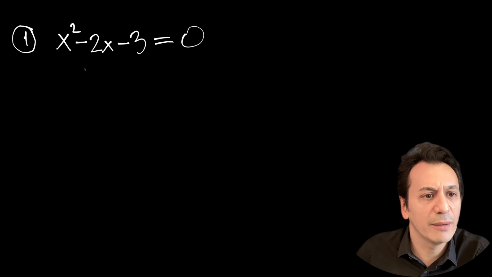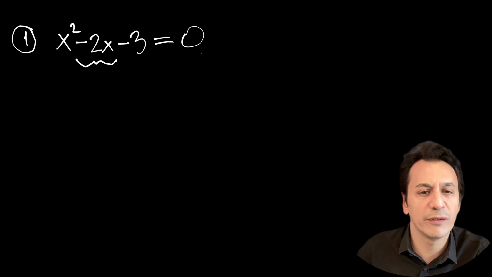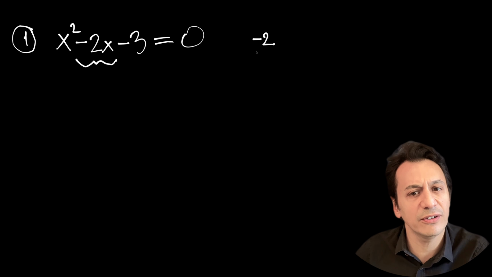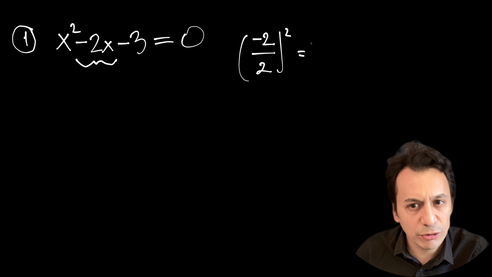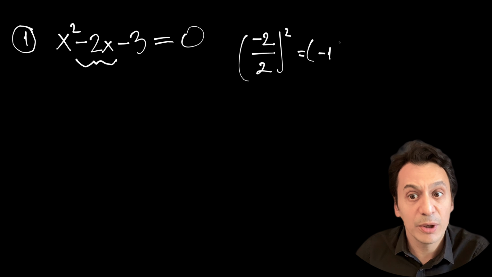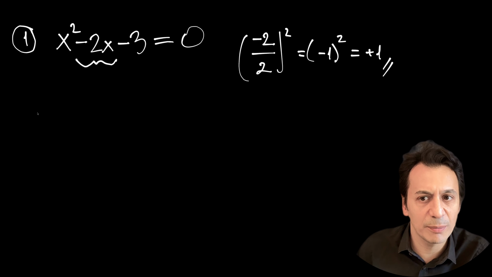The first thing I'm looking at is the middle term because I extract this coefficient, which is minus 2. In this case I divide it by 2 and square it, because this algorithm will give me the secret ingredient in order to complete this to a square. You can check our previous videos.